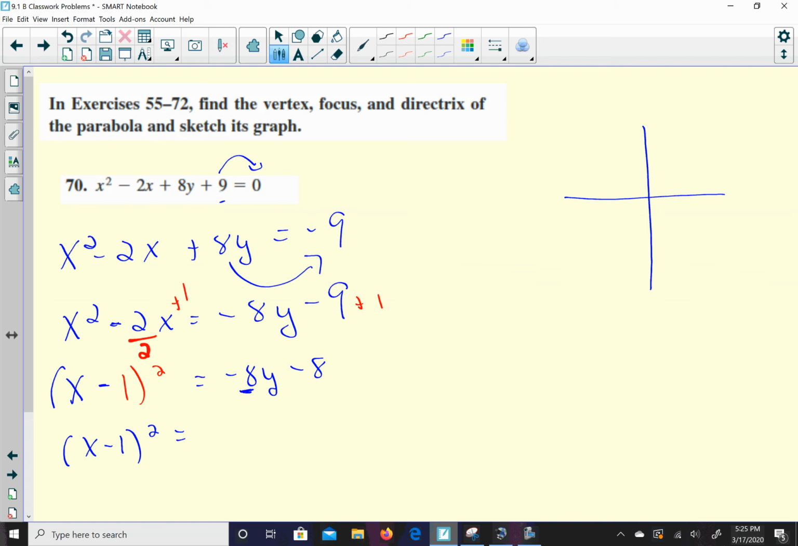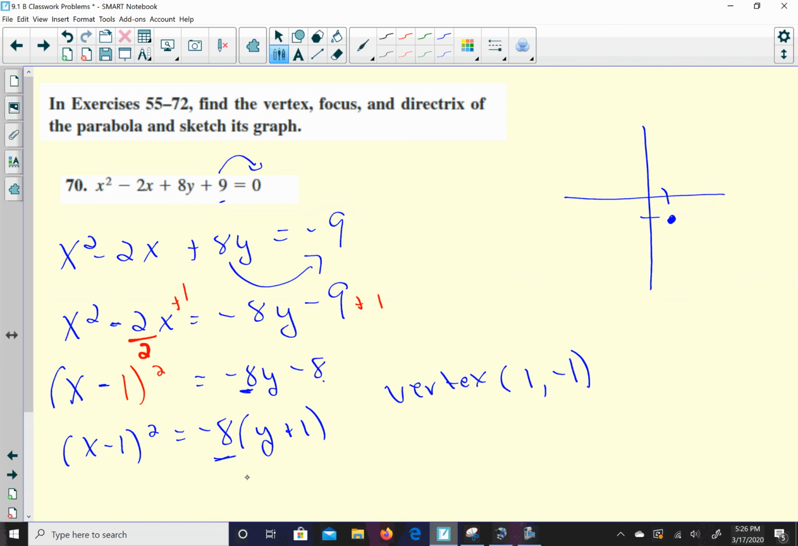Whatever the coefficient of y is, that's what I'm going to factor out, whether or not it goes into this perfectly. So I'm going to factor out -8 and be left with y plus 1. Now it's in standard form. I can get all the information I want from here. The first thing I'm going to say is that my vertex is whatever I'm subtracting from x, which is 1, and whatever I'm subtracting from y, which would be -1. So at (1, -1) is going to be my vertex.